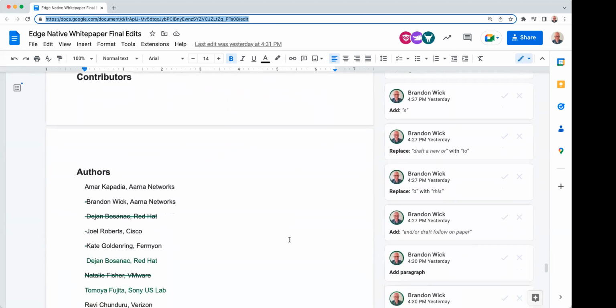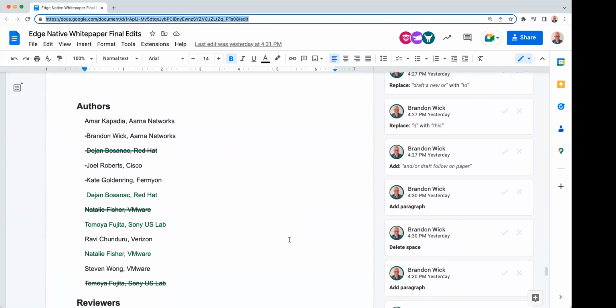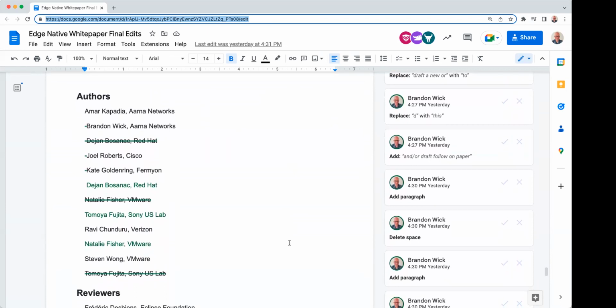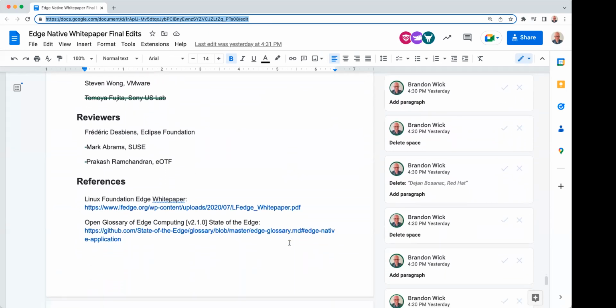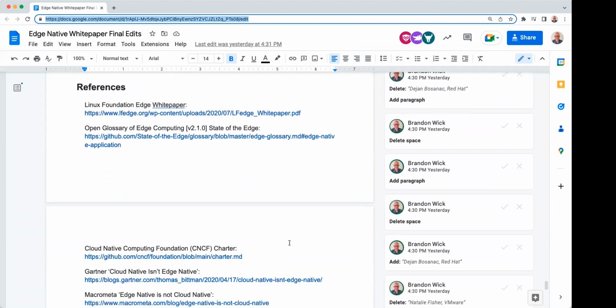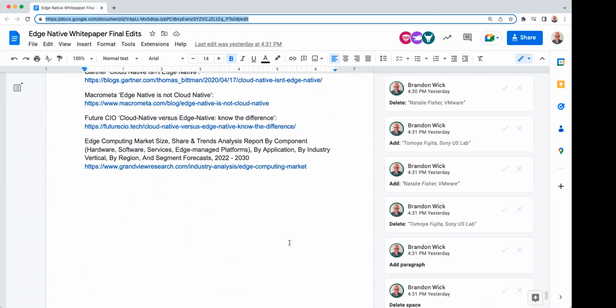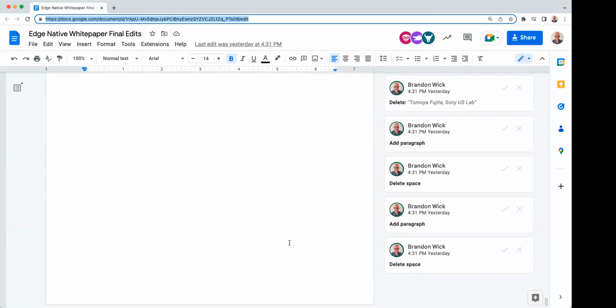Down in the author list, I changed the order here to make it alphabetical by company. I think that's usually how the Linux Foundation does it. And then we have our references, and then that's it. So any initial questions on any of that?